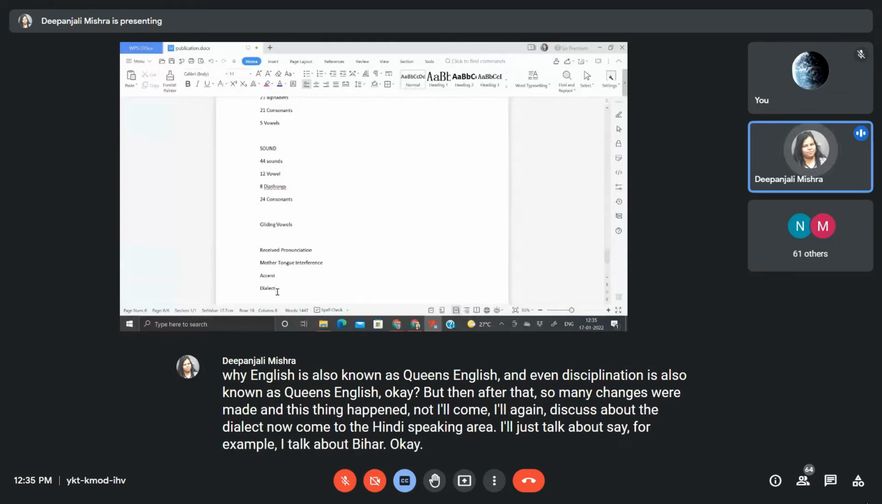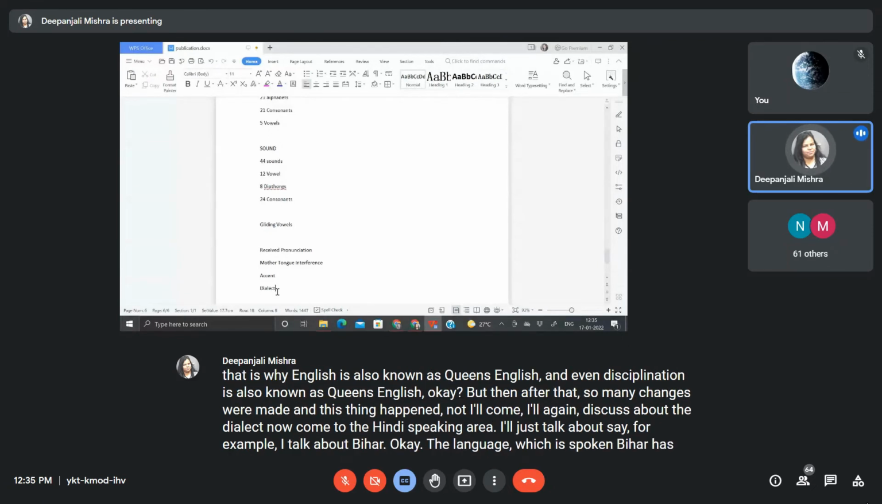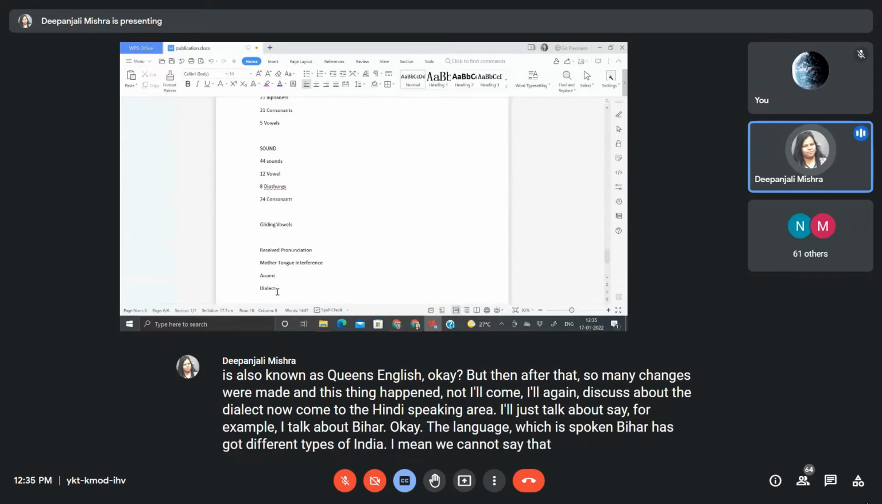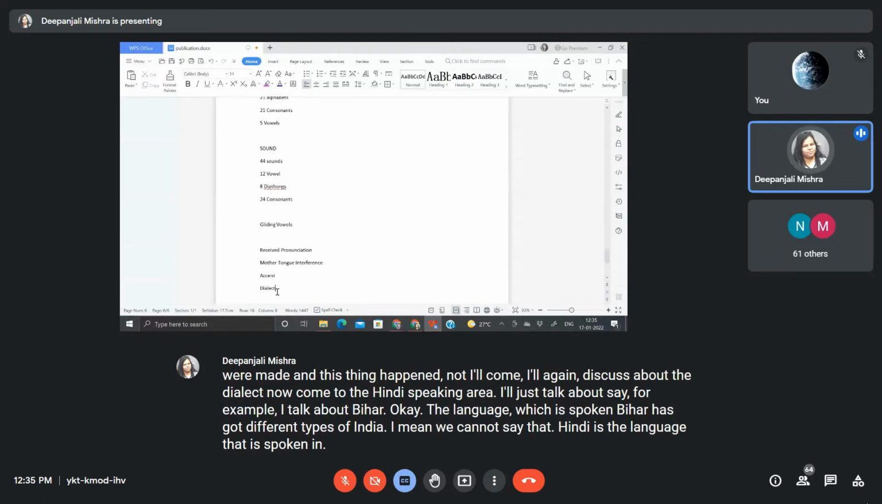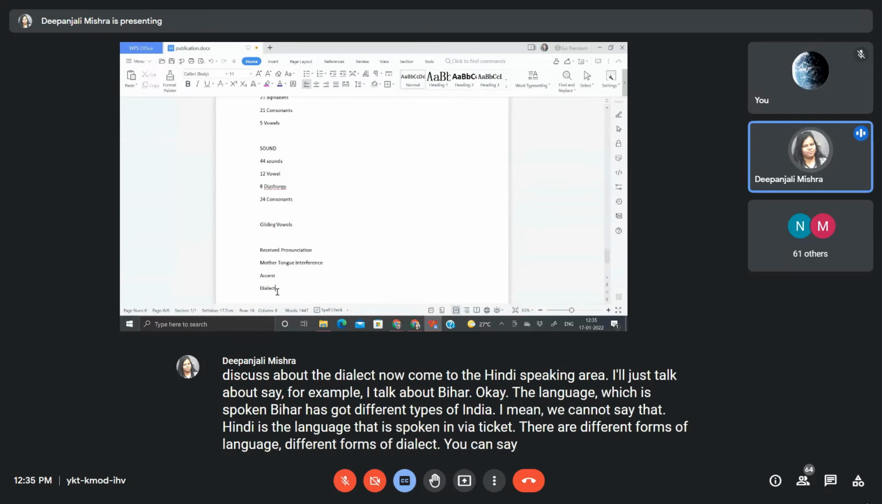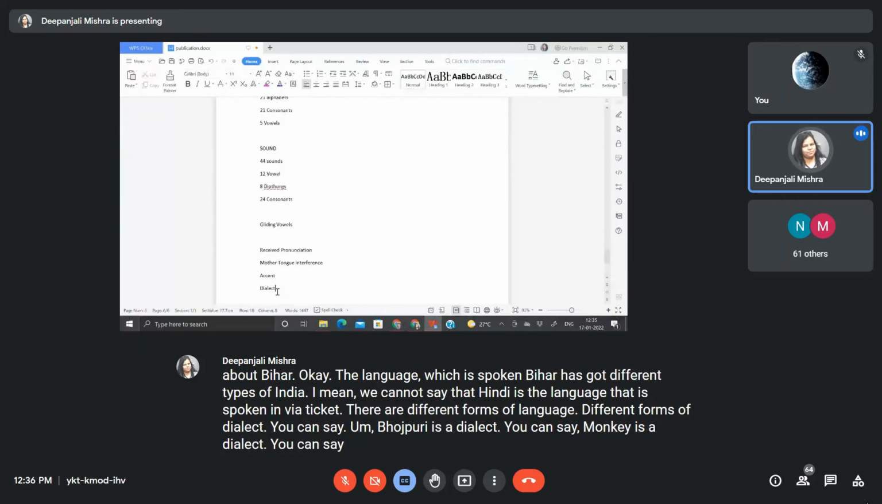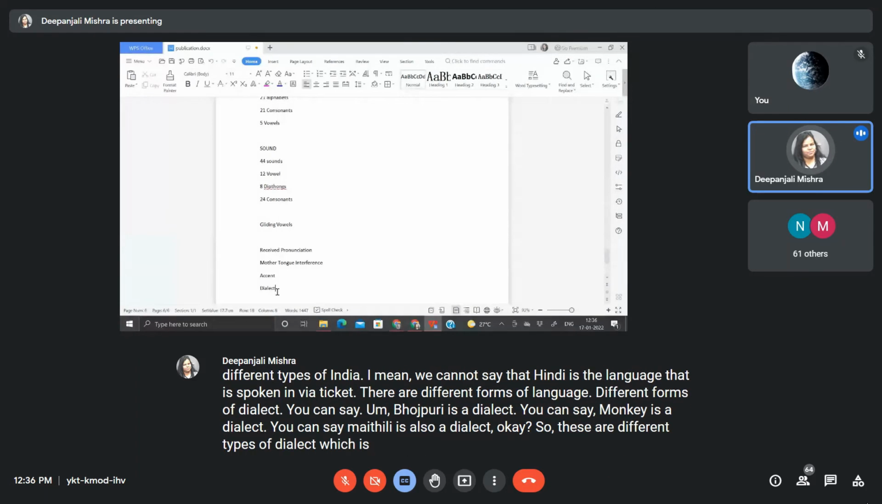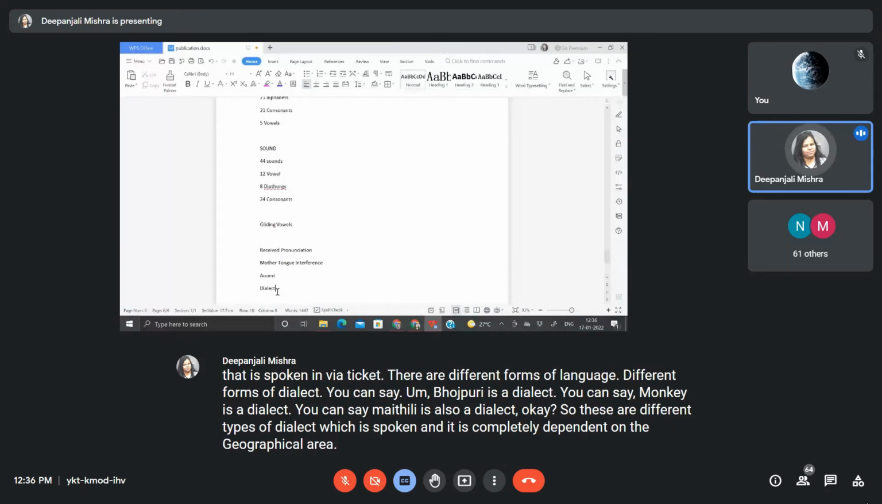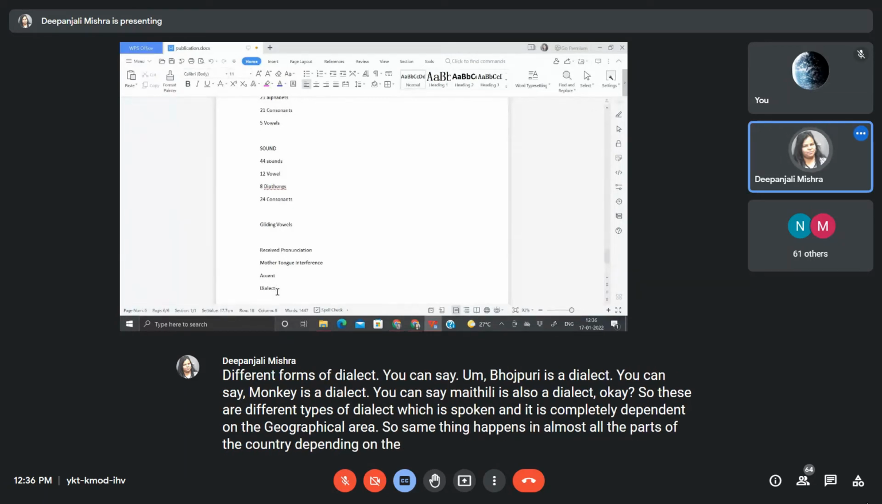Okay, the language which is spoken in Bihar has got different types of Hindi. I mean, we cannot say that Hindi is the language that is spoken in Bihar. There are different forms of language, different forms of dialect. You can say Bhojpuri is a dialect, you can say Maghi is a dialect, you can say Maithili is also a dialect. These are different types of dialect which are spoken, and it is completely dependent on the geographical area. The same thing happens in almost all the parts of the country depending on the geographical region. So this is received pronunciation, this is dialect.